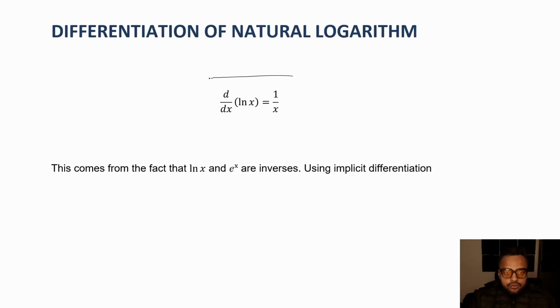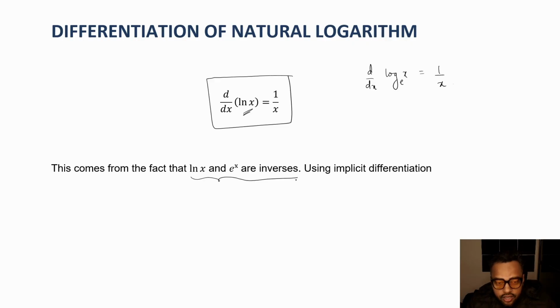Now we come to the natural logarithm. Wherever you see ln x, it means it is a natural logarithm, meaning the base is e. So the differentiation d by dx of log x base e will be 1 by x. How does it come? It comes from the fact that log x and e raised to the power x are inverses, using implicit differentiation, on which we can make a video as well in the differentiation series.